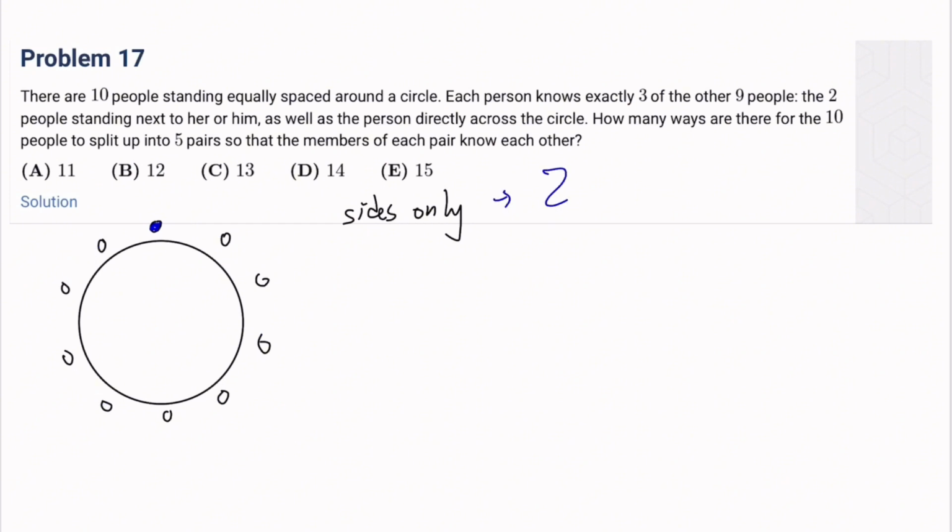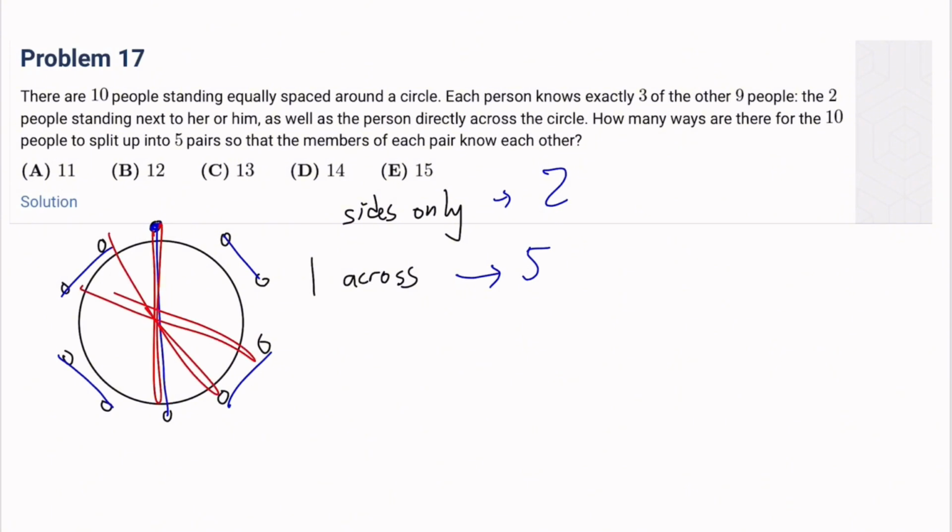And next is for one pair to pair up across from each other, and the rest pair up with the people at their sides, right? So that will look something like this, right? But then for this we have 5 choices, because this across line can go either here, here, here, here, or here. So those are the 5 choices.